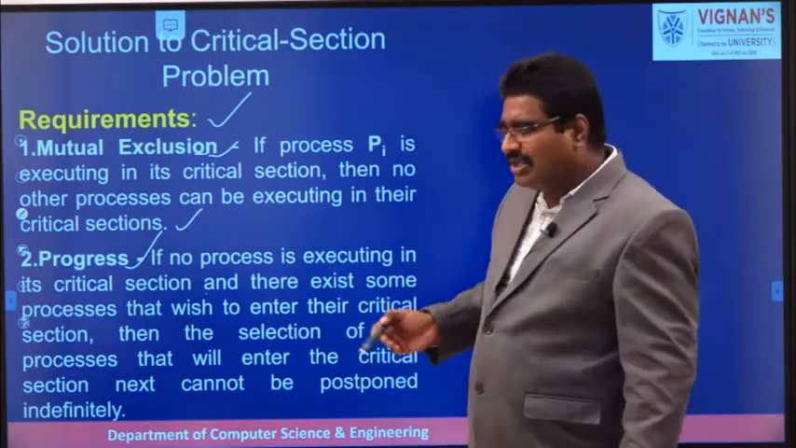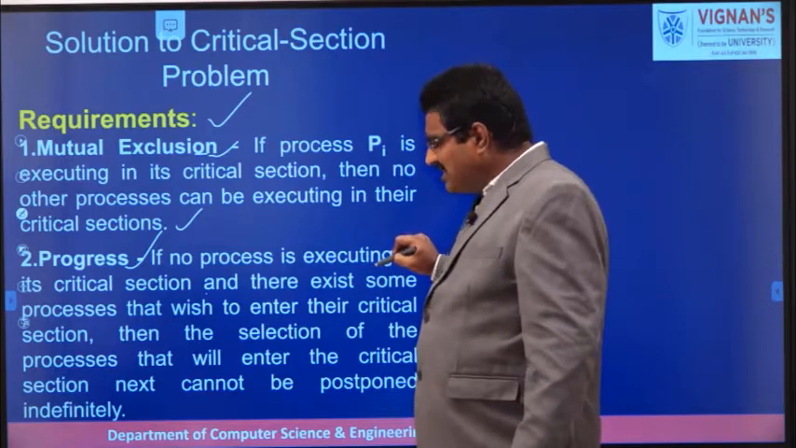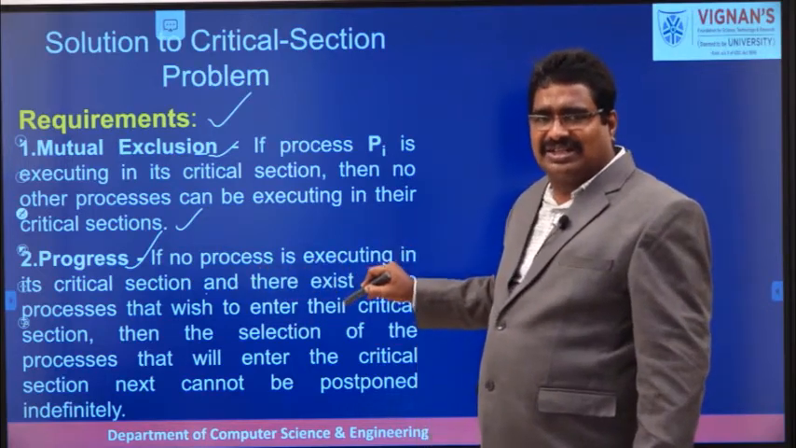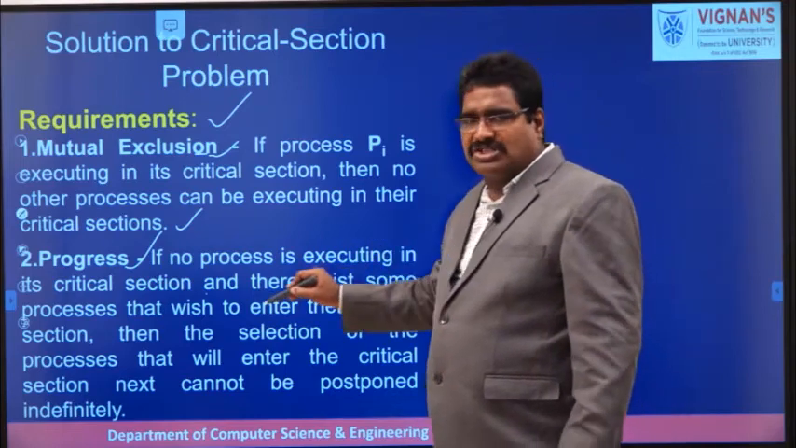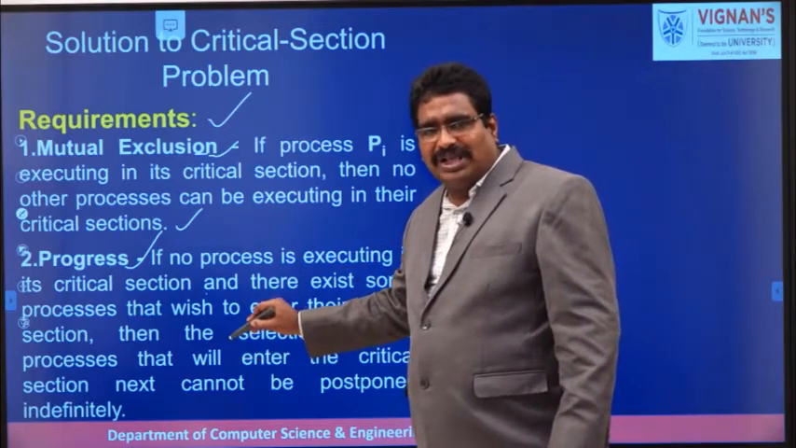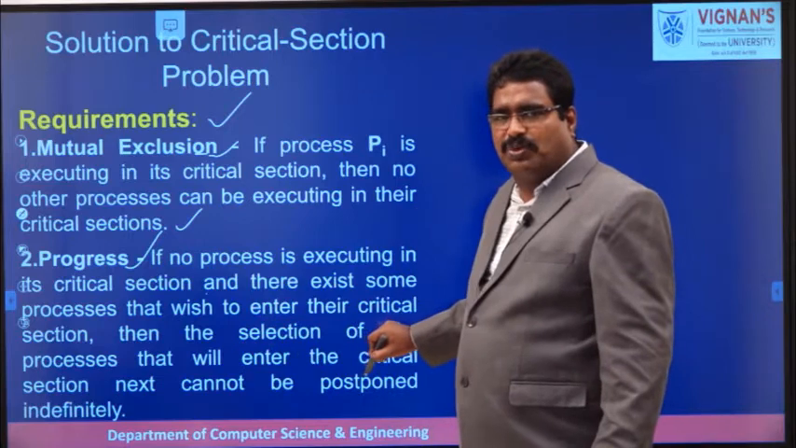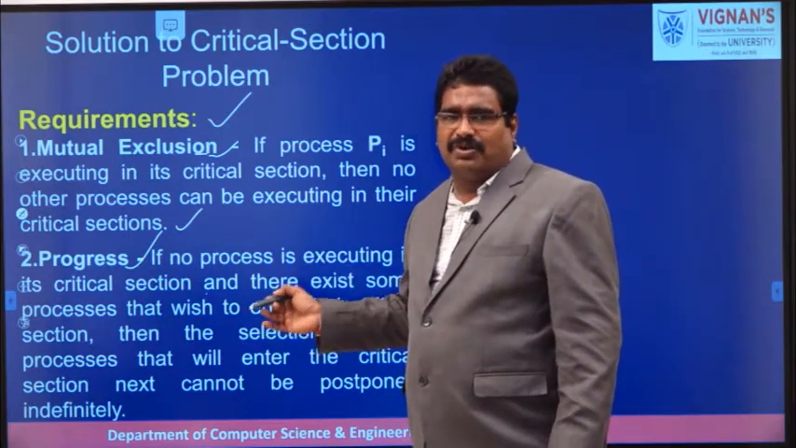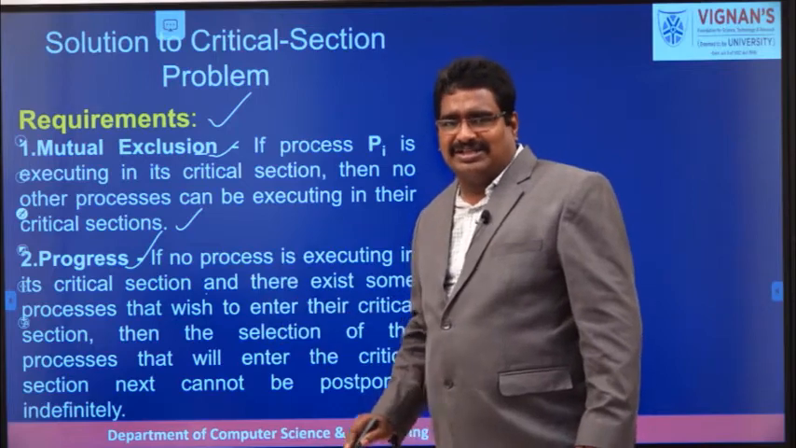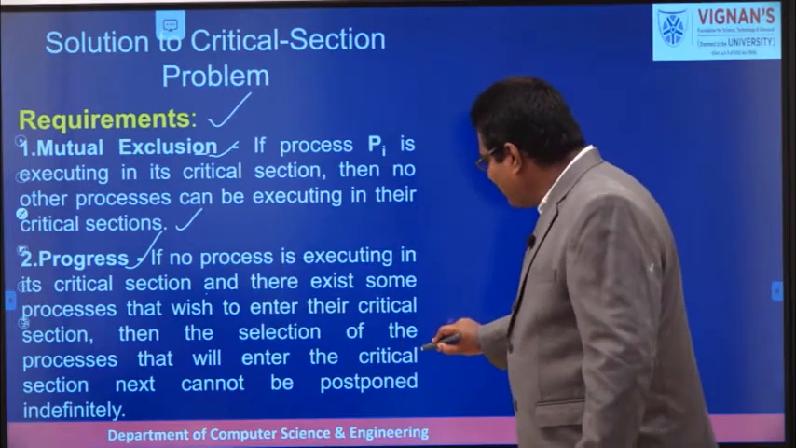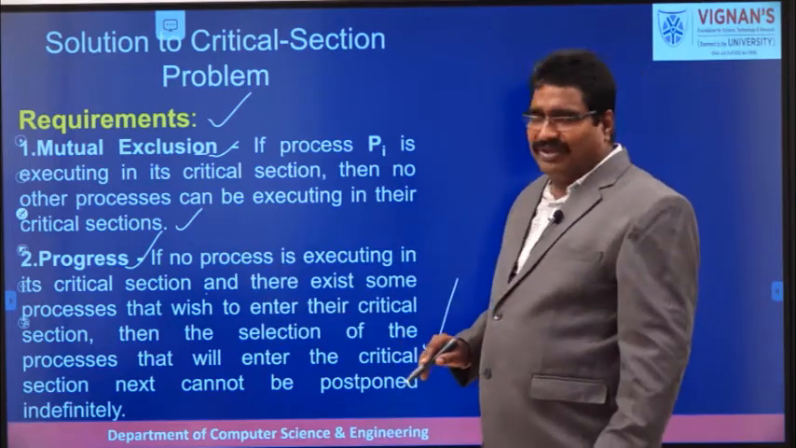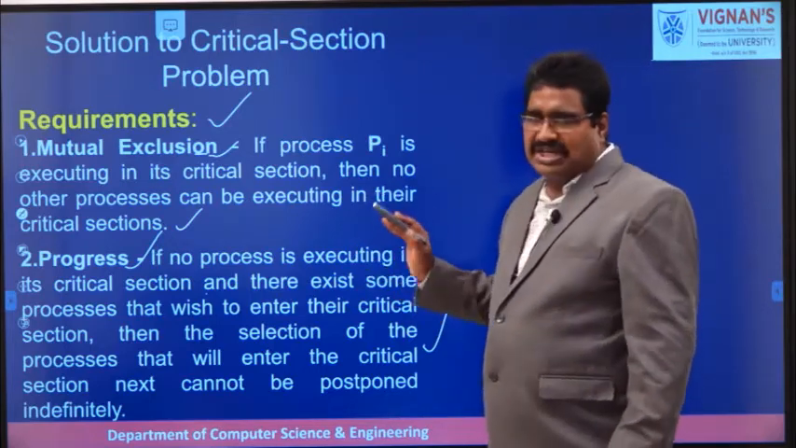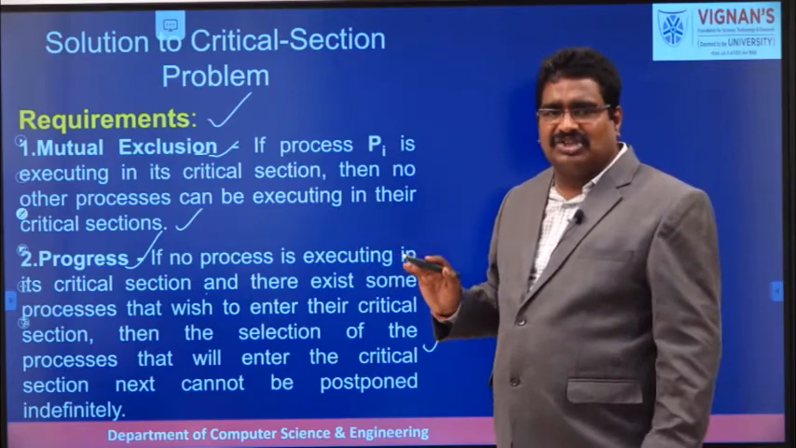To overcome that, if no process is in the critical section and some processes wish to enter their critical section, one of those processes must be allowed. The decision to take this cannot be postponed indefinitely. Immediately we allow one of the processes to enter its critical section. That is the second requirement: whenever we provide a solution to the critical section problem, it must satisfy the progress condition also.